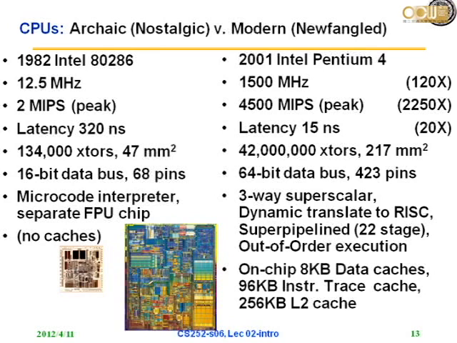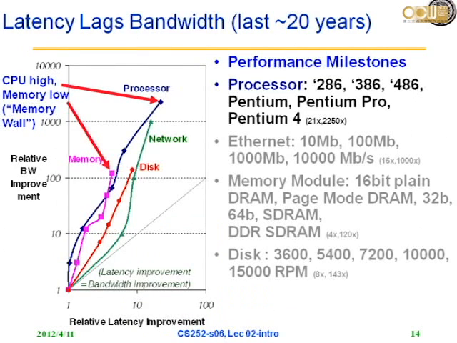Plus, it has on-chip memory. So the memory latency is shortened. So this is the processor performance improvement curve. Okay, these are the technological trends in these 4 components.